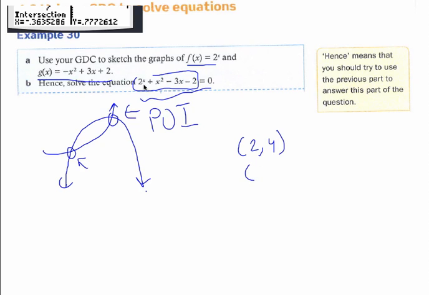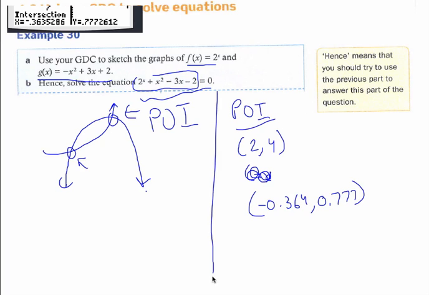And the other one is negative 0.364, comma 0.777. So these are the points of intersection that we got by graphing. So this is a test question. You should draw a little sketch and show the curves on the sketch, and maybe you can label the points of intersection.